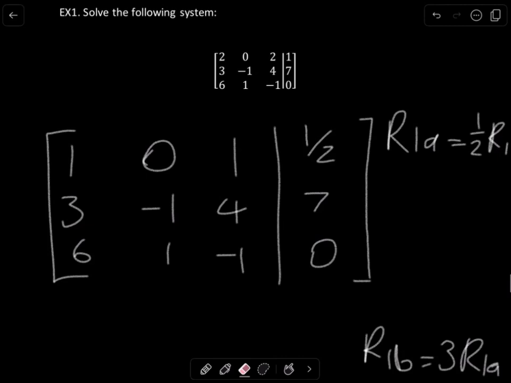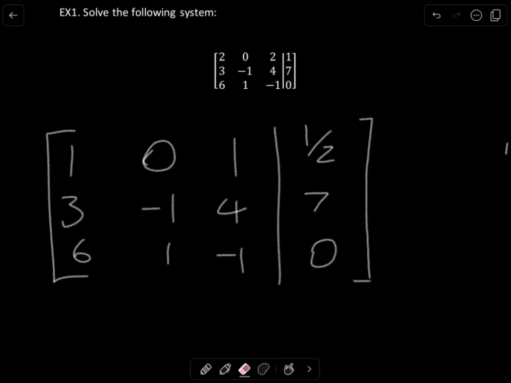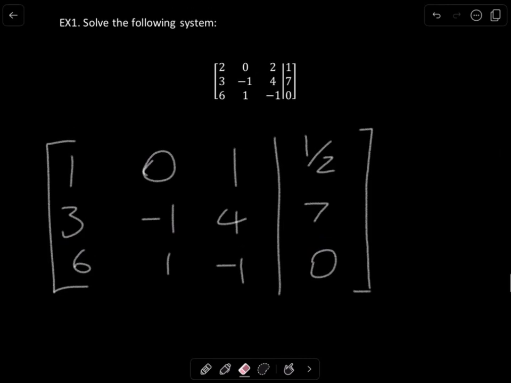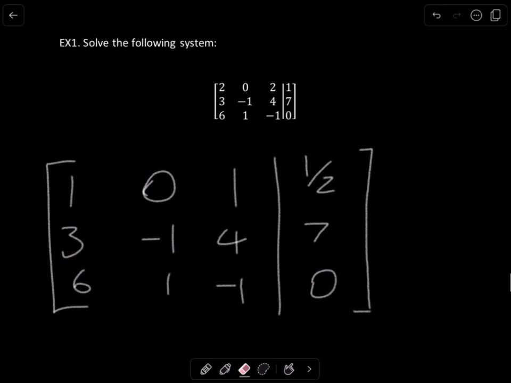So just remember to always annotate what you're doing. It makes it easy for someone to track, but I'm going to explain what we're doing. Okay, that's what we have there. Then the next part of the process is we want to create zeros below this leading one. So these must become zeros. How can I do that?